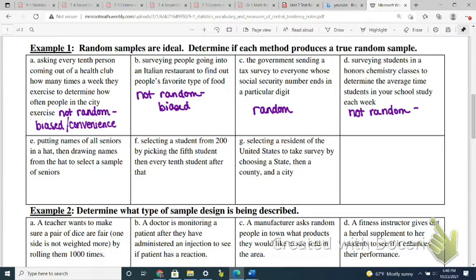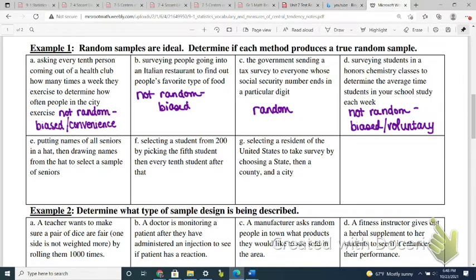So what I want you to do, pause the video right now, try these last 3 on your own, decide if they're random or not random, and if you can come up with what type they are. So this D would be biased or voluntary. So hopefully you were able to pause it and figure these out. So let's go over them.